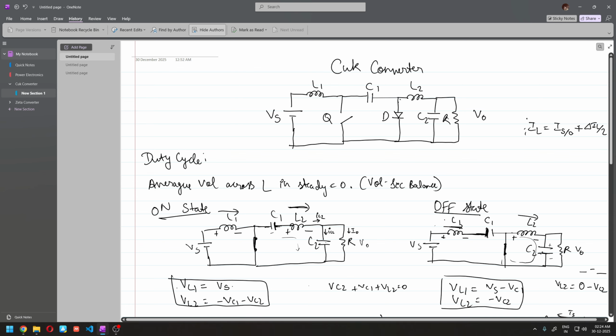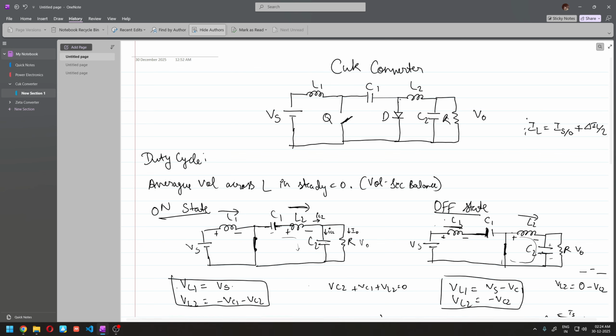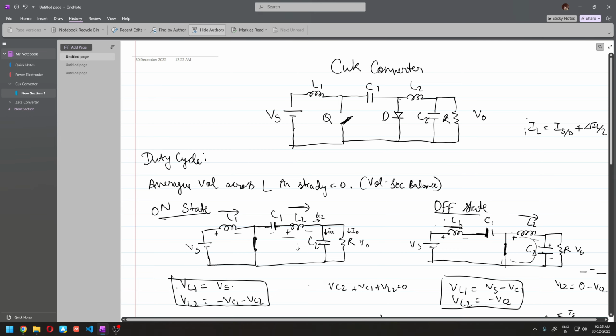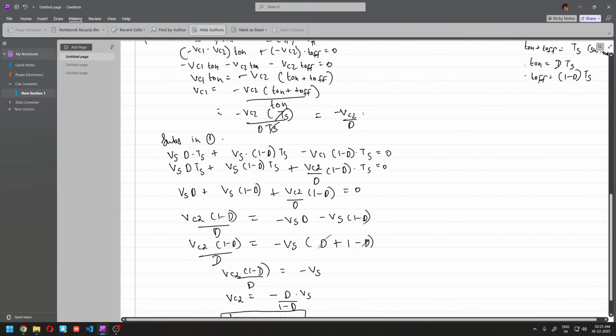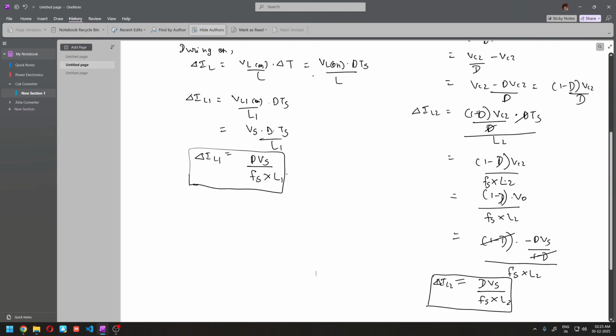And of course, your switches are not going to be ideal. They have the on state resistance, and the diode has a drop. So all of these things are what you would have to consider if you are going to implement this. And you can check out some app notes for that. I'm sure TI and others have excellent app notes on this. But assuming it's an ideal device, we have all the basic equations here ready.